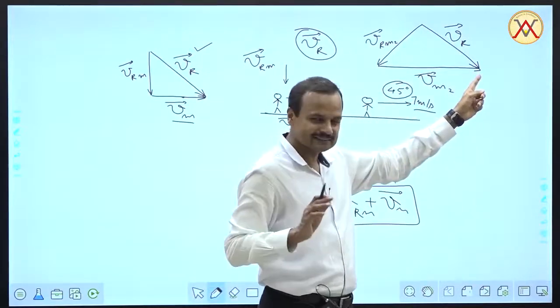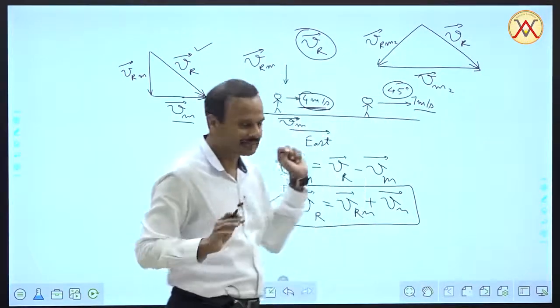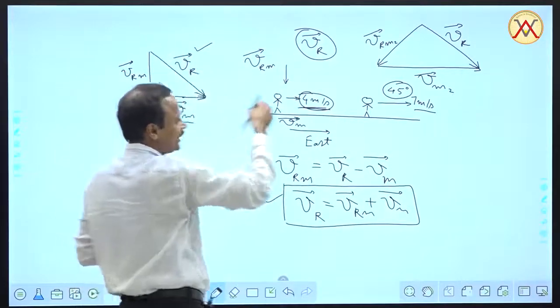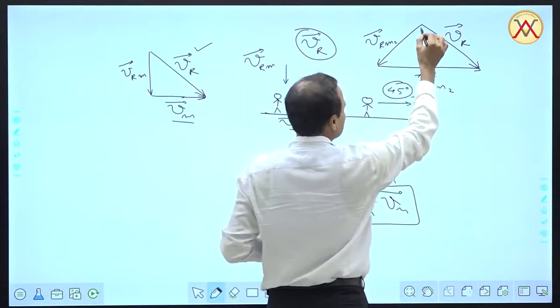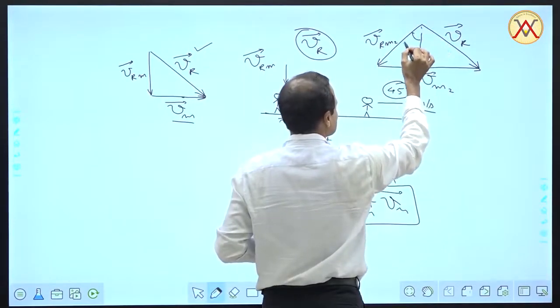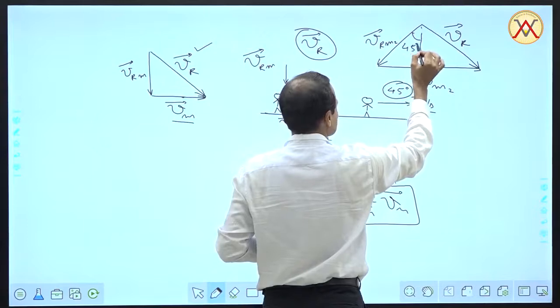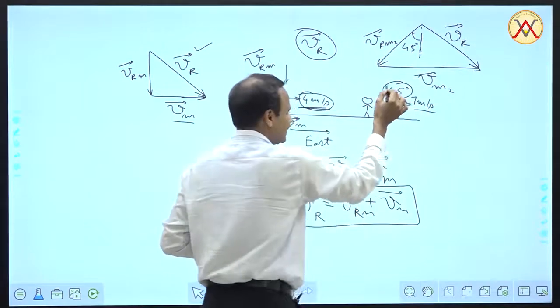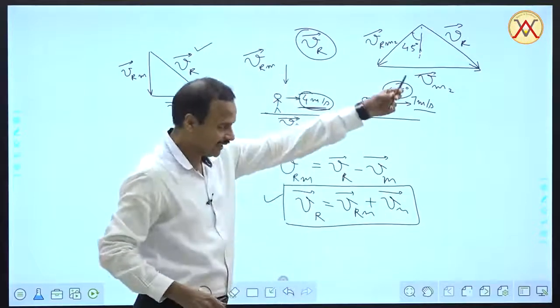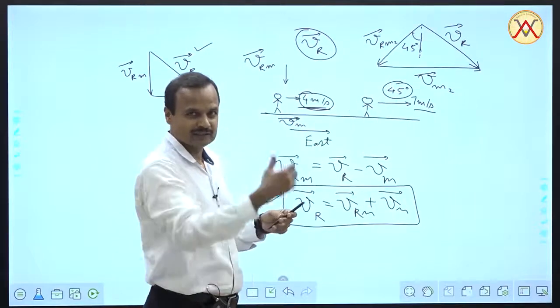Here the man has increased his velocity, and as a result, the rain, which was appearing to be vertical, is now making an angle of 45 degrees according to the question.